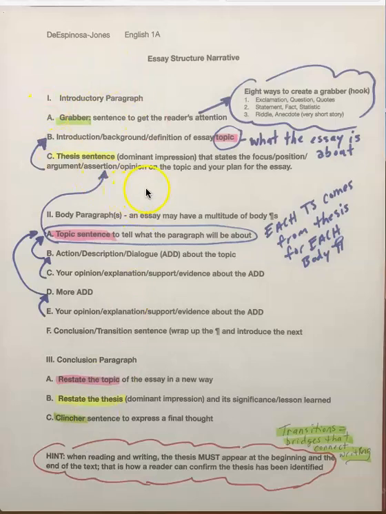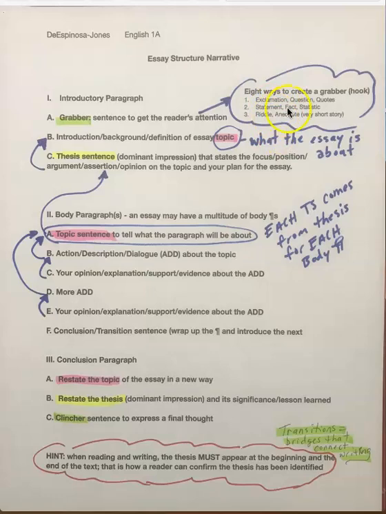I have an introductory paragraph, and in that intro, the first thing you have is a grabber, also known as a hook, or any other synonym that you might want to use. And the purpose is to get the reader's attention. You want to pull them in. I have given you 8 ways that you can create a grabber or a hook, and I group them based on the way that I memorize. So I memorize in chunks.